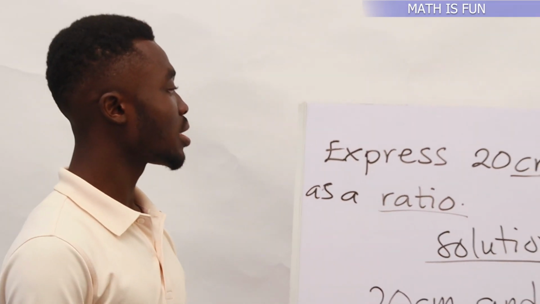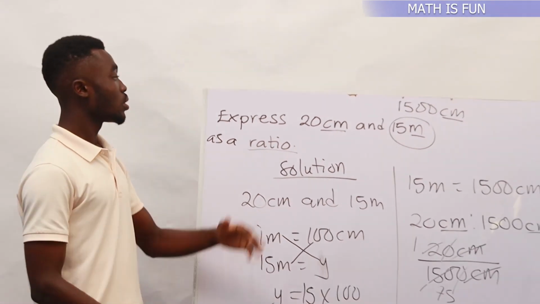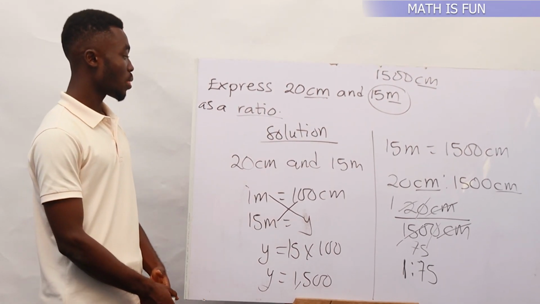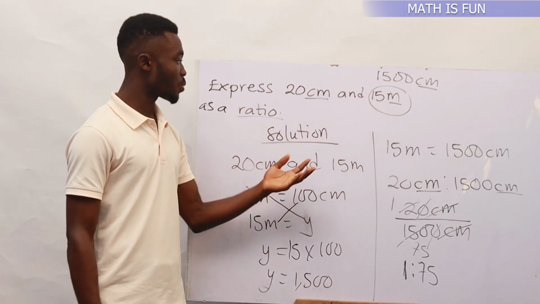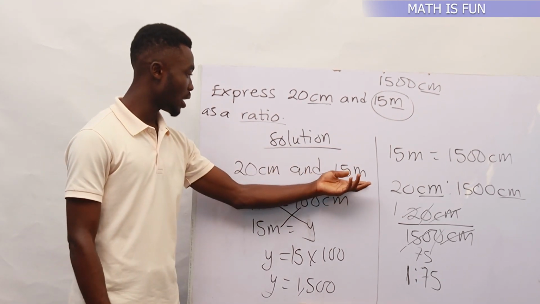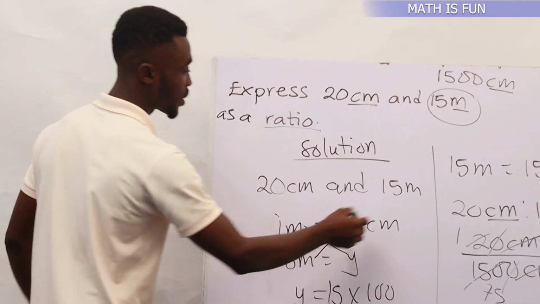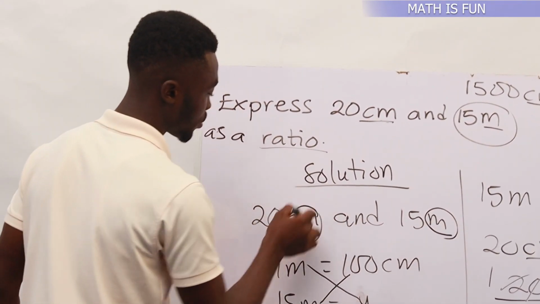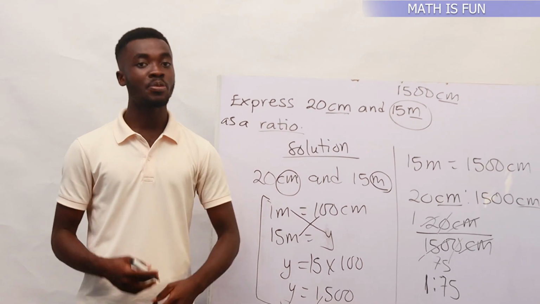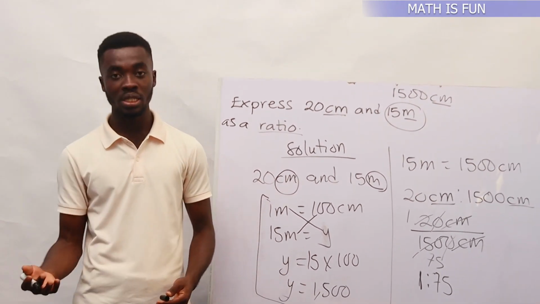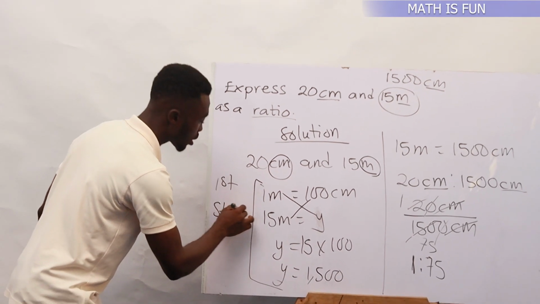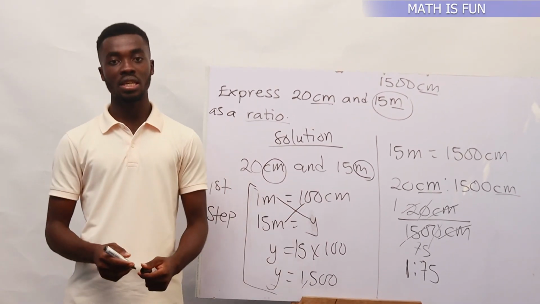Now let's look at how we were able to get the answer. From this point, we are looking at what the question asks us to do. The question asks us to express 20 centimeters and 15 meters as a ratio. Then, knowing that we cannot express this as a ratio since they don't have the same unit, we needed to change one of the units to the other. So that is why we change meters here to centimeters. So our first step, anytime you are given any question in a way of expressing two different quantities with two different units as a ratio, your first step is to convert one of the units to the other so that they will all have the same unit.